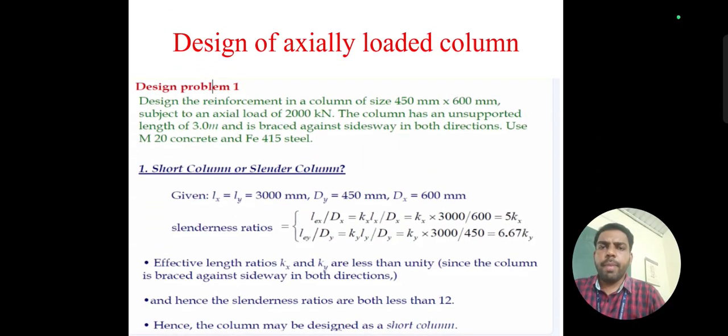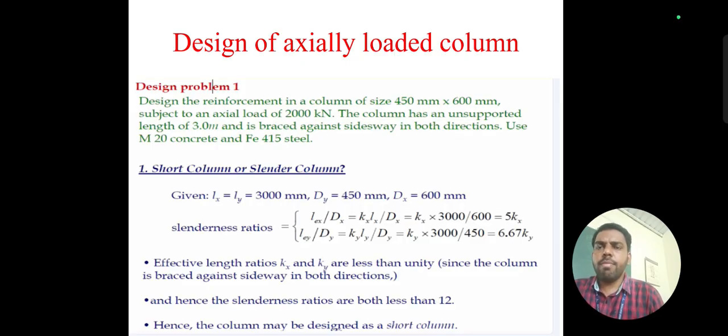And coming to design of axially loaded column, axially loaded column means it is a short column, with slenderness ratio less than 12. So we have to fulfill all the parameters and find out the design. Here I have taken one example problem.